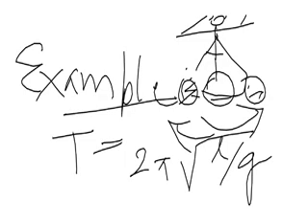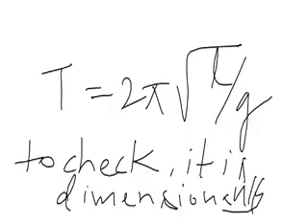of a simple pendulum of length L is given by T equal to 2 pi root under L by g is dimensionally correct.